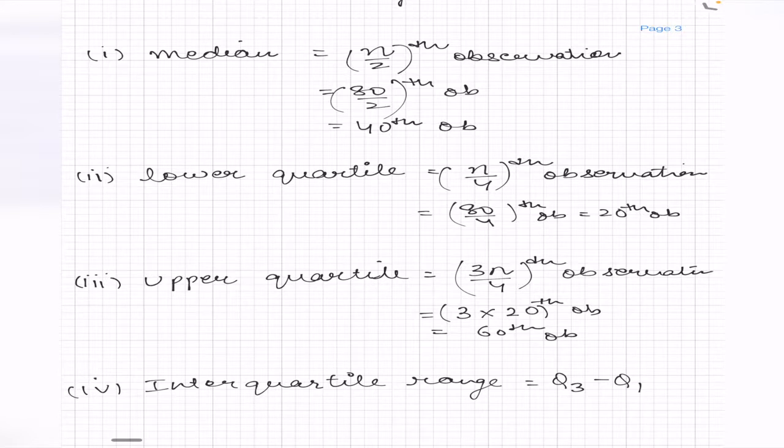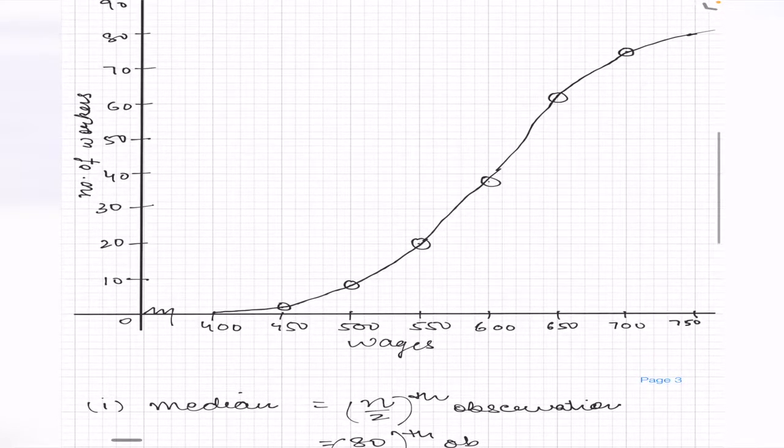Okay, so first is the 40th observation. So we'll come back to the graph. Now here what we have to do, children, just see this carefully. We have to mark a point on the y-axis.